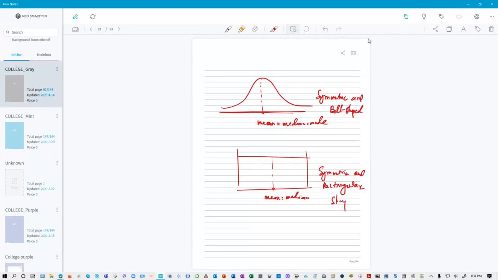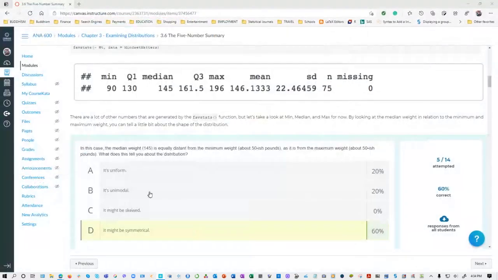Rectangular shaped. Because of that, this is called uniform distribution. Symmetric means the mean and median are at least close to each other. By looking at this one, median 145, mean 146, they are both the same. That means you can say it might be symmetric.